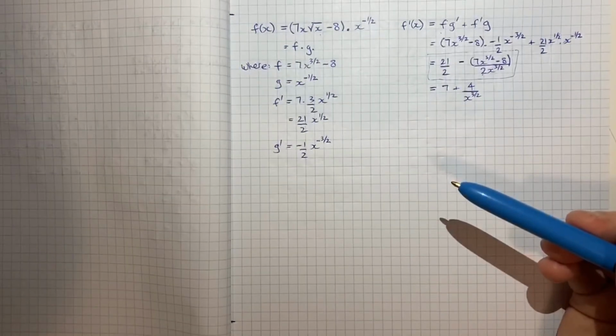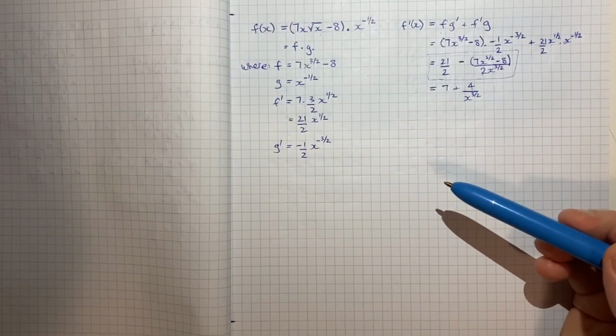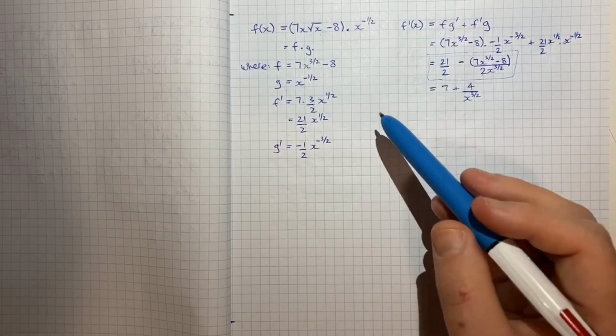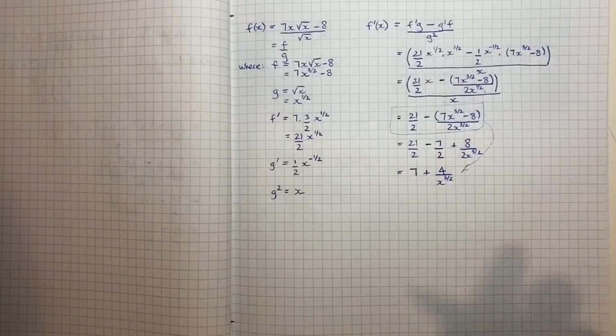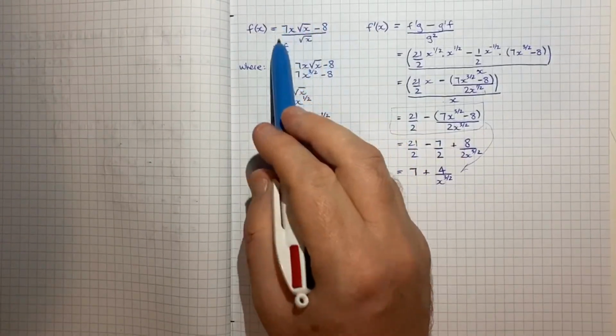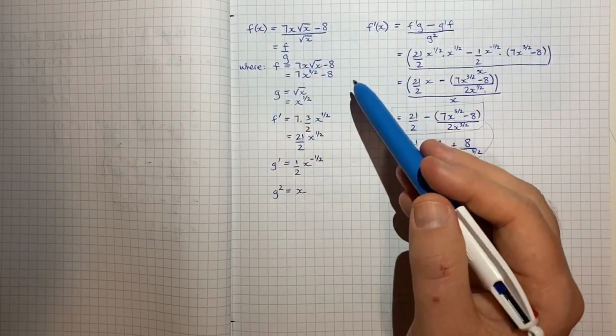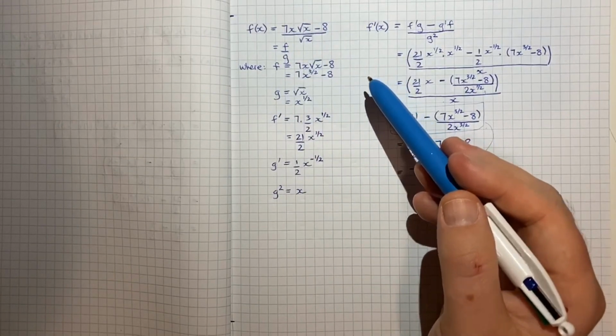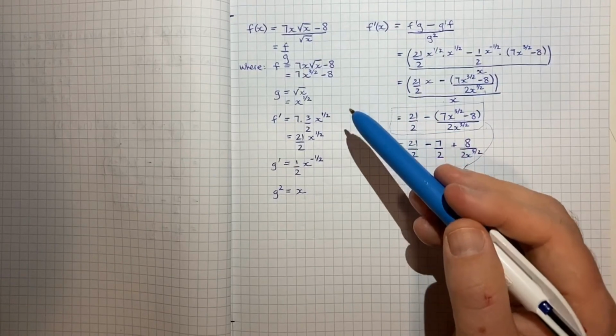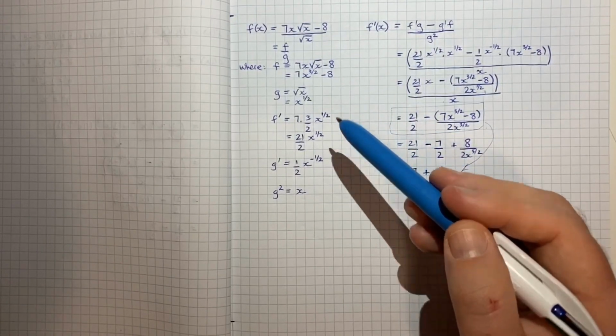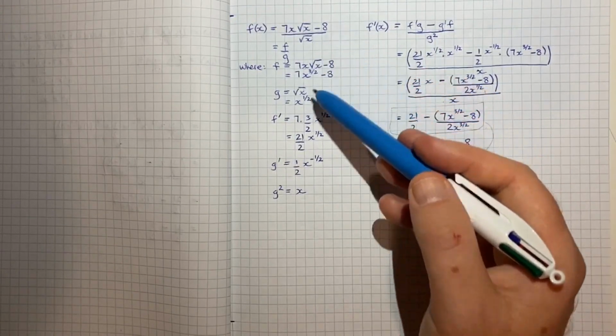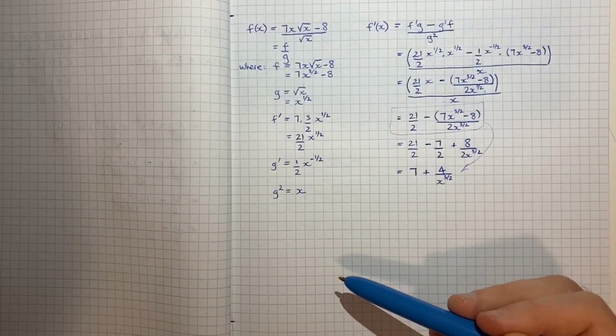So hopefully you found that helpful, and that makes it clear how you can go about differentiating something that at first glance may look like it might not be obvious how to go about it. It's really just thinking, what rule can I apply to help me here? And in this case, it was either the quotient rule or the product rule.